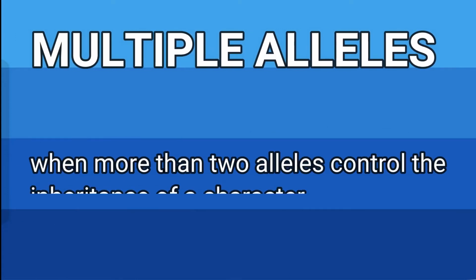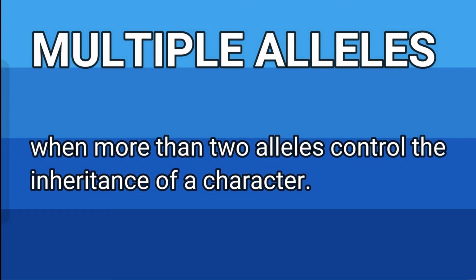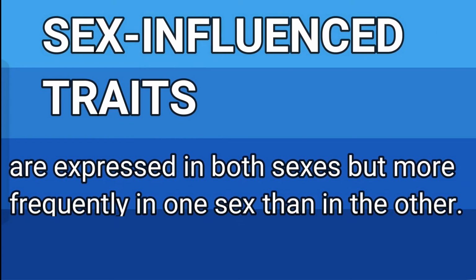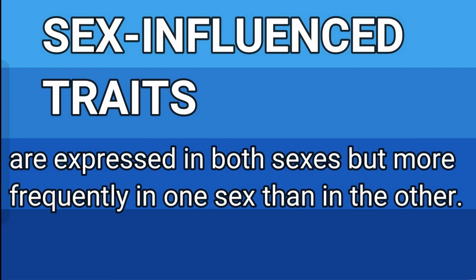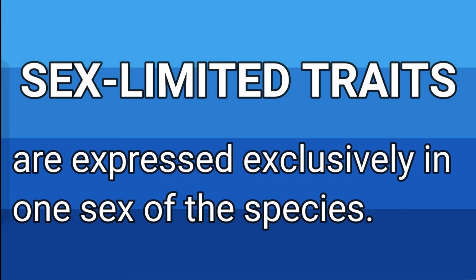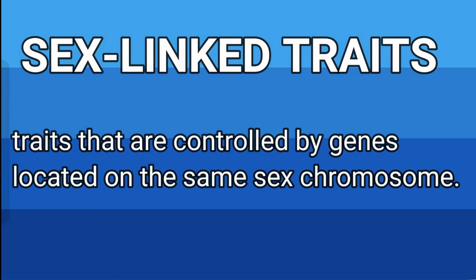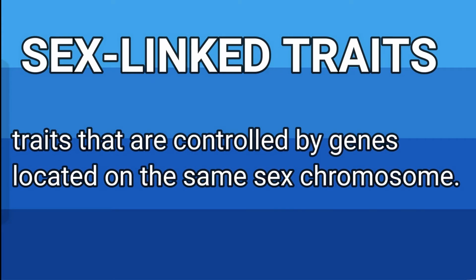Multiple alleles. When more than two alleles control the inheritance of a character. Sex-influenced traits. Are expressed in both sexes but more frequently in one sex than in the other. Sex-limited traits. Are expressed exclusively in one sex of the species. Sex-linked traits. Traits that are controlled by genes located on the same sex chromosome.